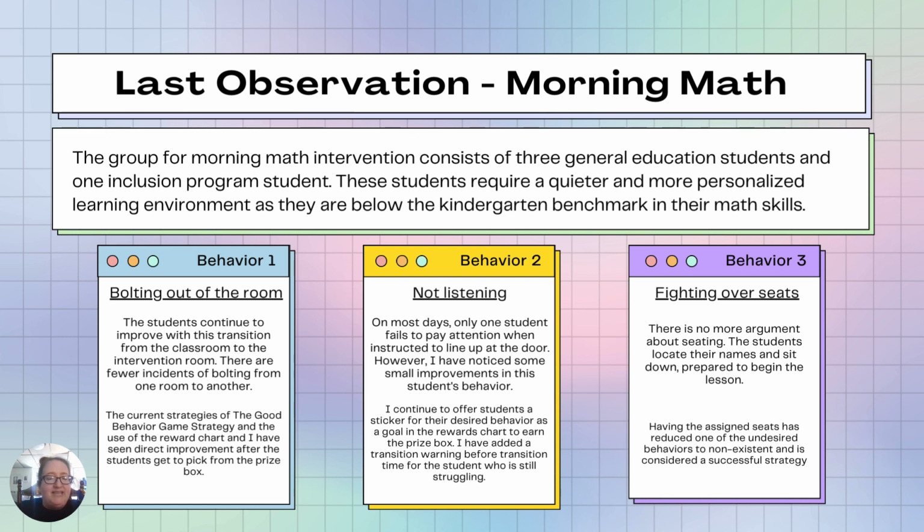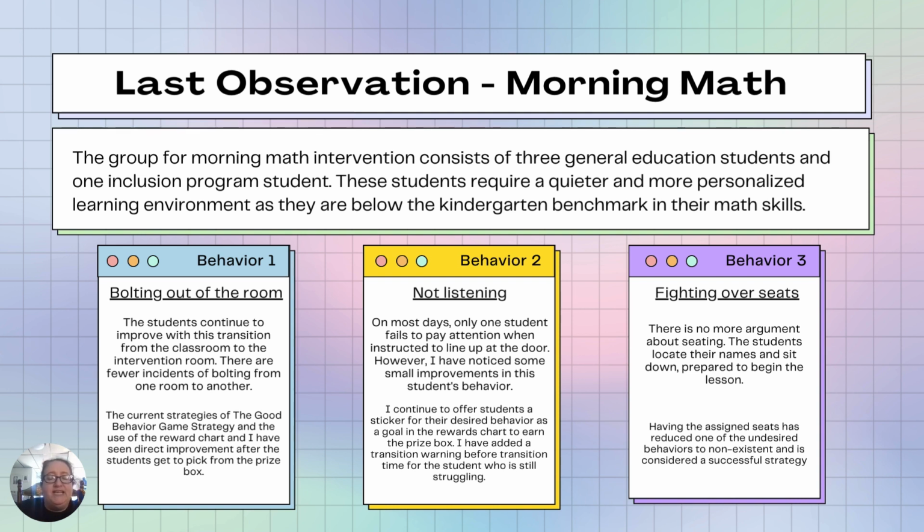Behavior two, the not listening. On most days, only one student fails to pay attention when instructed to line up at the door. However, I have noticed small improvements in the students' behavior. I continue to offer the students the sticker for their desired behaviors on their rewards chart. And I've added transition warnings for the student who is still struggling with not listening.